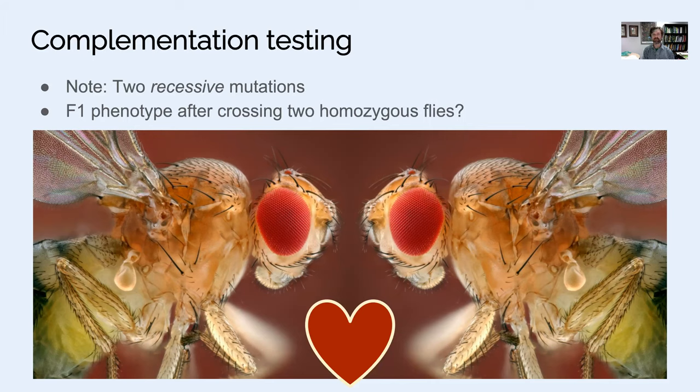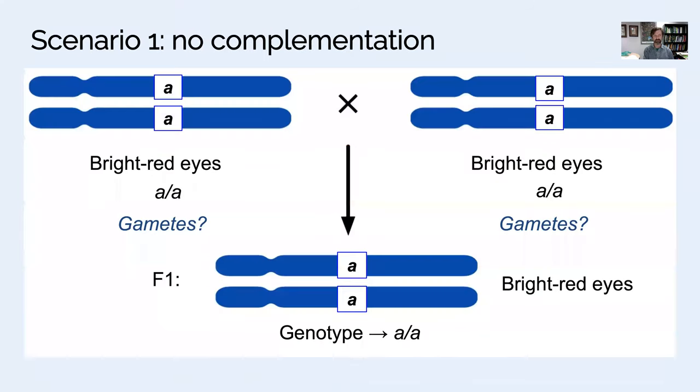That's pretty common. When you isolate a mutation, it's pretty common that the phenotype is due to a recessive allele. And conveniently, when we do this one, we're going to see evidence of complementation just in the F1 generation. So we don't have to follow this cross all the way through to the F2.